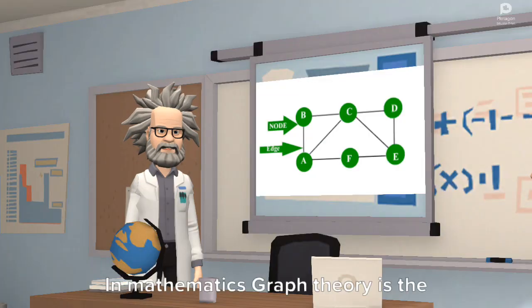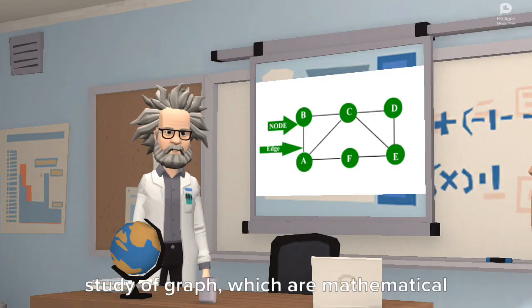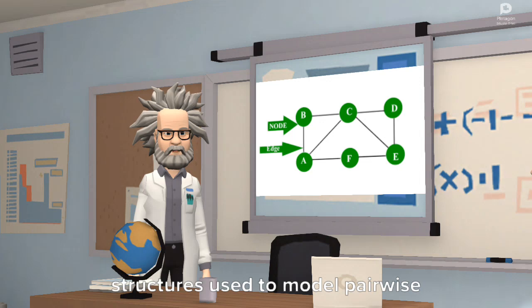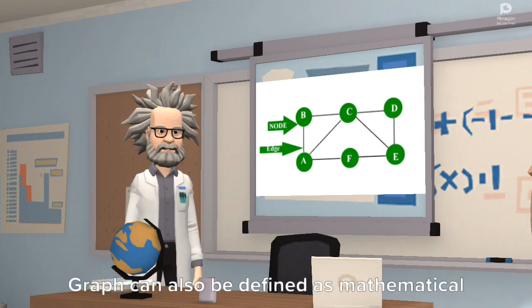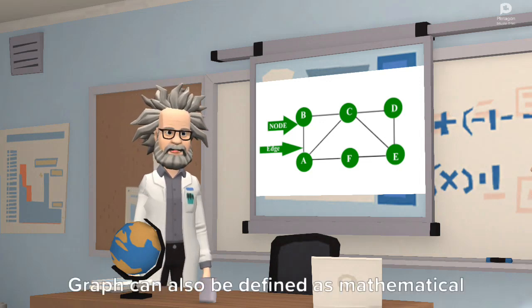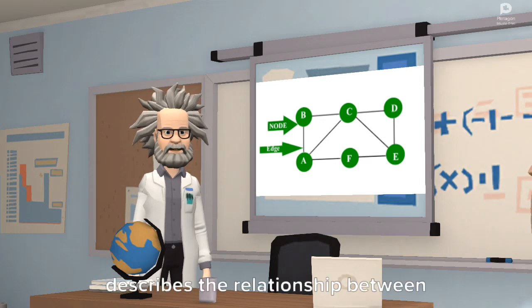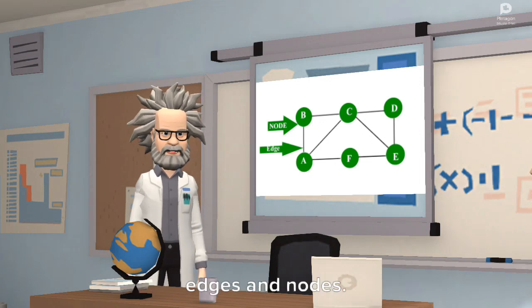In mathematics, graph theory is the study of graphs, which are mathematical structures used to model pairwise relations between objects. A graph can also be defined as a mathematical representation of a network, and it describes the relationship between edges and nodes.